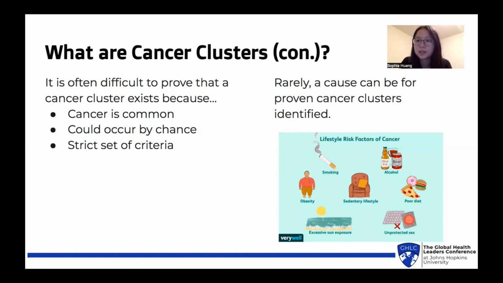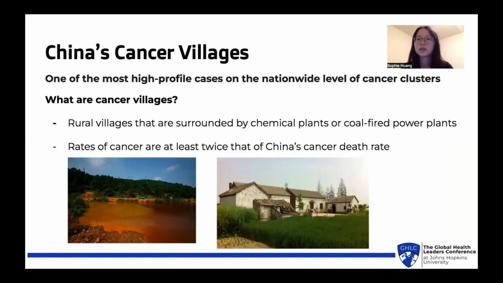And second, there is a latency period between exposure and cancer that differs from situation to situation. So it is difficult to prove the direct relationship between an exposure and, let's say, the formation of cancer in 2 or more years. So for this presentation, I will be looking at China's cancer villages as a case example. This is because it is one of the most high-profile cases of cancer clusters on the nationwide level. And in the 2000s and early 2010s, this was highly covered on international media.